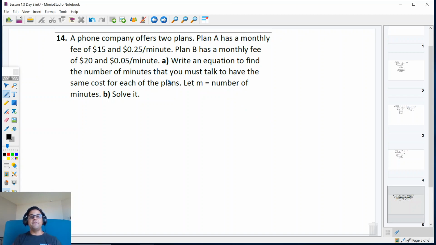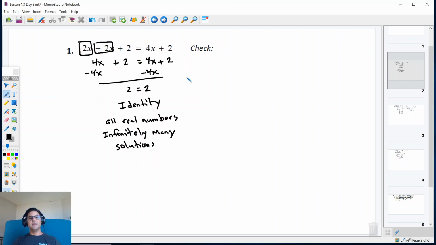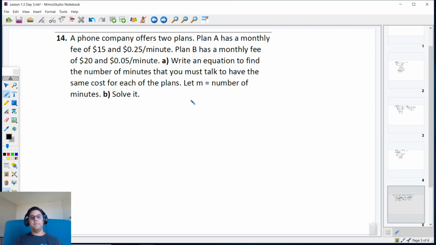Write an equation to find the number of minutes that you must talk to have the same cost for each plan. Let m equals the number of minutes. So essentially, we're writing an equation where they are equal to each other. So it would be company A is equal company B. So on plan A, company A, it's $15 plus 25 cents per minute. M is the minutes. It could be miles for a different problem for all we know. Company B, $20 plus 5 cents per minute.